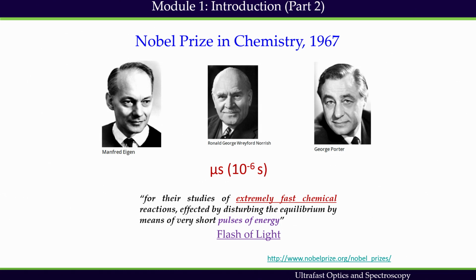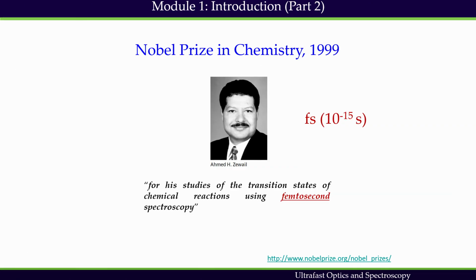The introduction of the flash of light to chemistry with microsecond time resolution came near the 1950s with the development of flash photolysis by Norrish and Porter. With the advances made with lasers, the time resolution improved continuously over the years, reaching picosecond in the 1970s, femtosecond in the 1980s, and attosecond in 2000. The 1999 Nobel Prize in Chemistry was awarded to Ahmed Zewail for his studies of the transition states of chemical reactions in the femtosecond time domain.